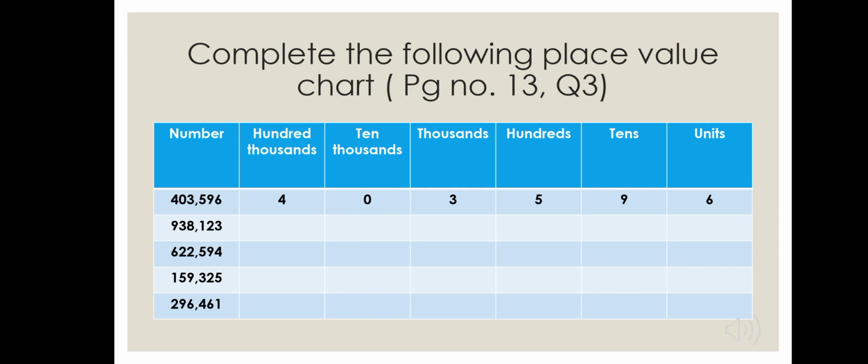3 holds the place value of thousands. So you will write it under the heading of thousands, which is 3. Then 0 holds the place value of 10,000, so you will write it in that column. And last, which is 4, it holds the place value of 100,000, so you will write the digit over there. So this is how you are going to break your number and write the respective digit along with the column or the place value which the digit actually holds.